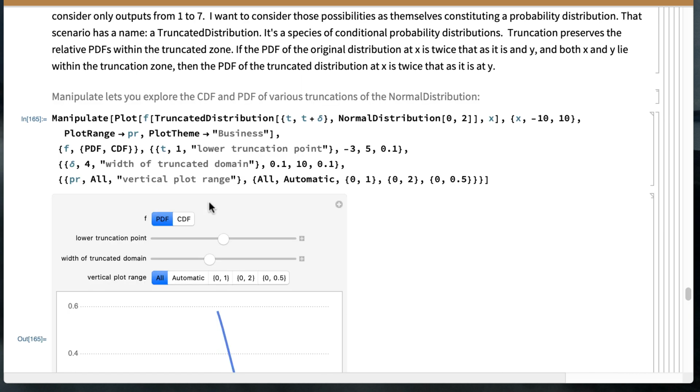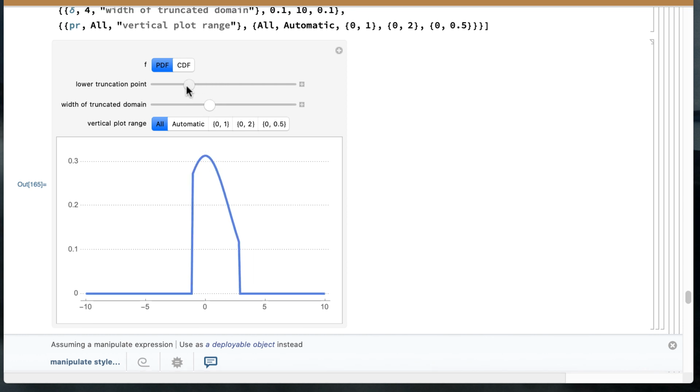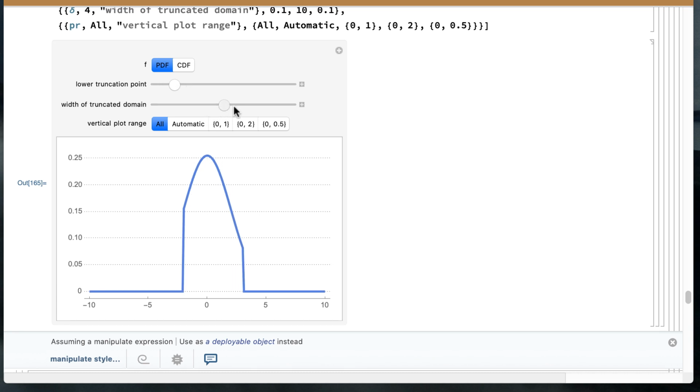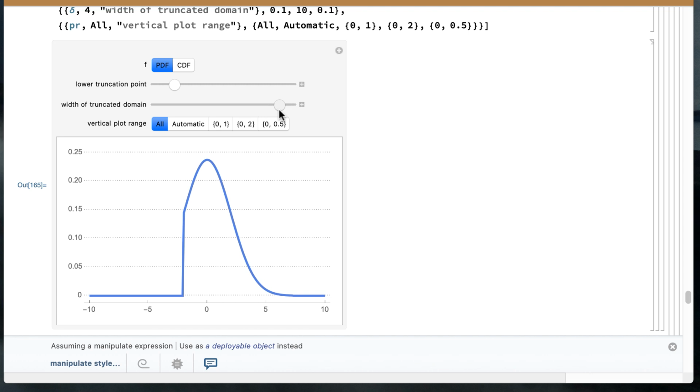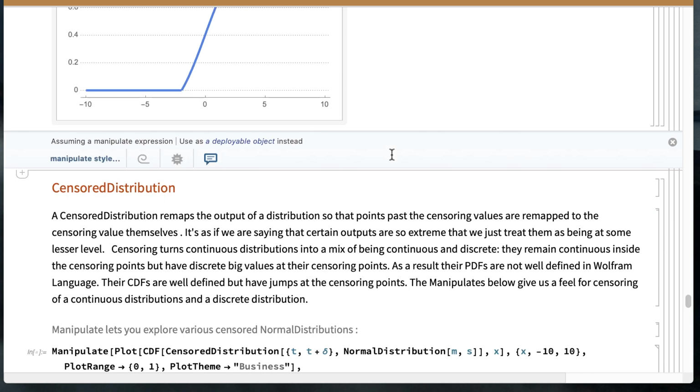Here we can see what a truncated normal distribution looks like. Here I'm moving the left truncation point leftward, so we're getting more of the distribution. Here I'm moving the rightward truncation point to the right. You'll notice that when I have a truncated distribution, if I look at the CDF, it's continuous. There are no jumps in it.